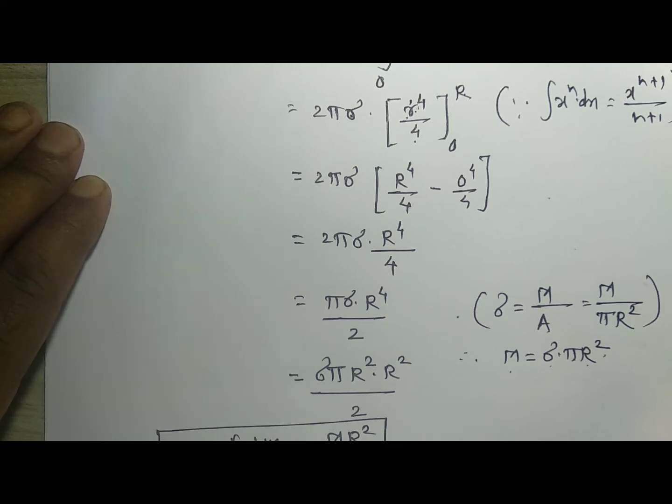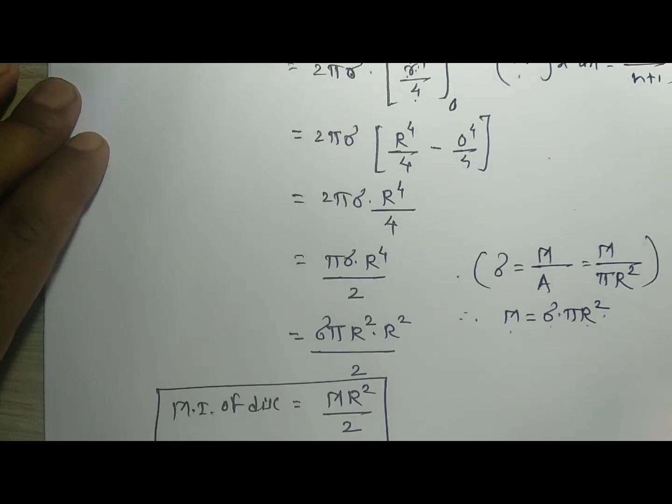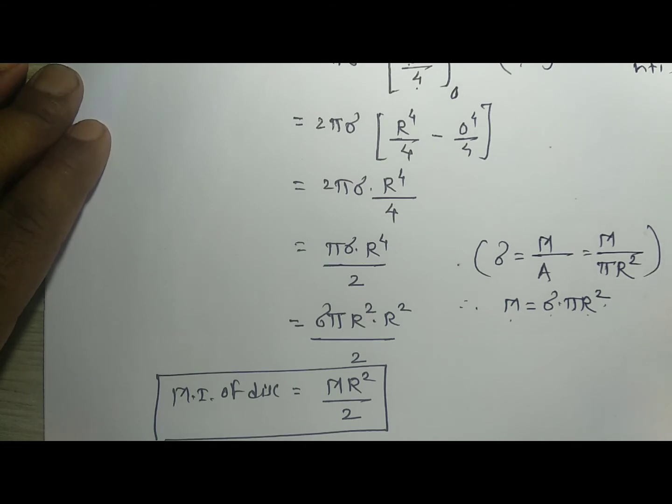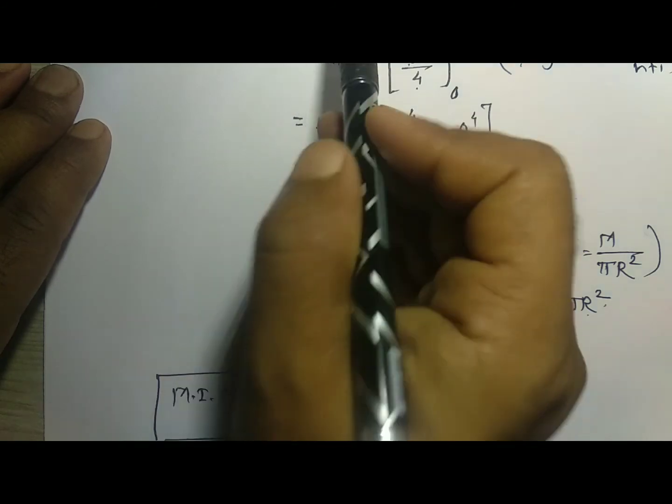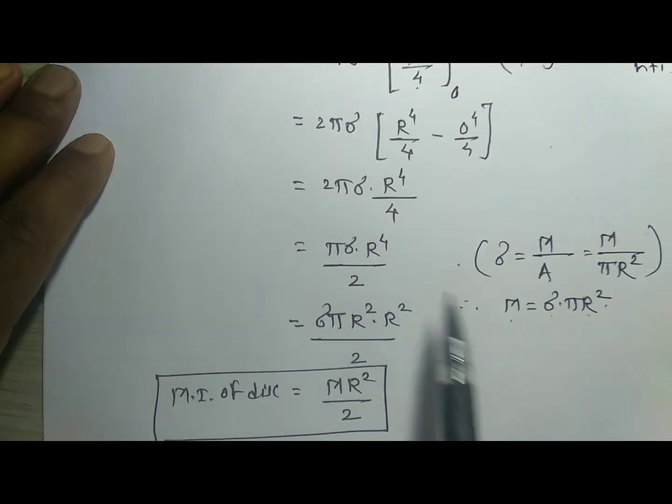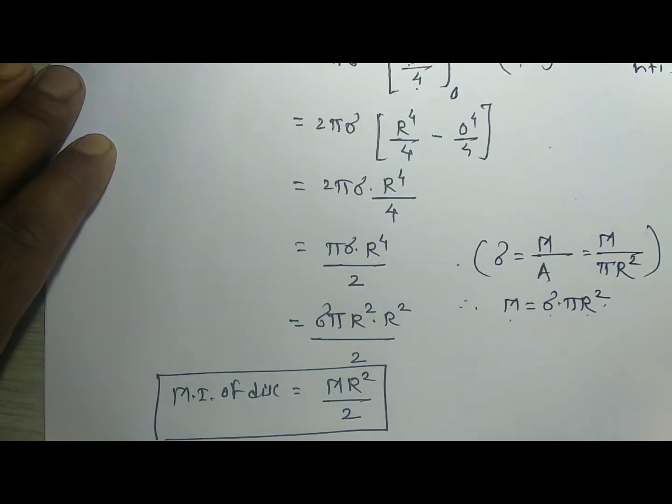This moment of inertia of the disk is calculated by using integration, because we have to consider the disk as a homogeneous material of concentric rings, starting from the center of the disk to the radius of the disk. The integration is nothing but a summation, taken from 0 to r, and therefore you will get the moment of inertia of the disk as m r square divided by 2.